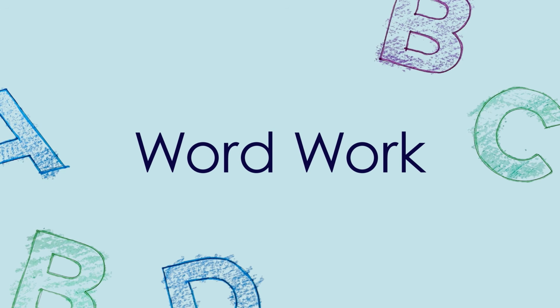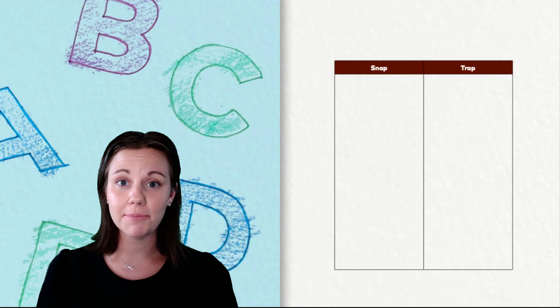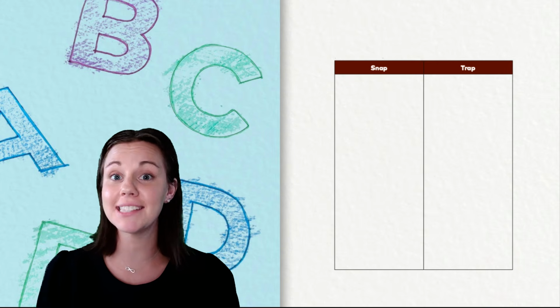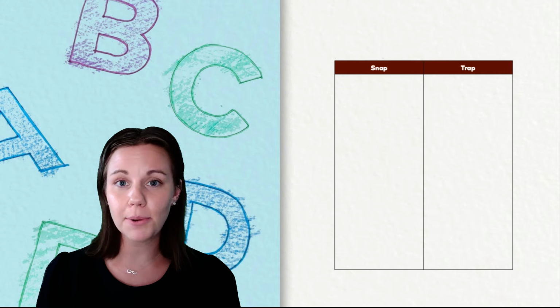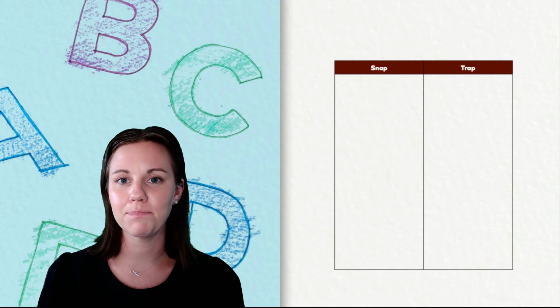Word work! We've seen this snap and trap chart before. We discussed that snap words are words that are able to be easily decoded because they follow our regular spelling patterns. That's what we're focused on today.